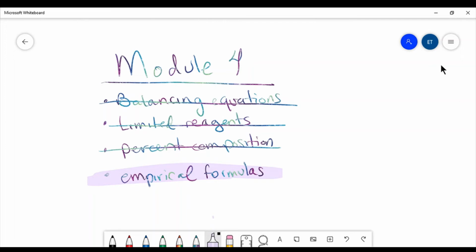In this last section, we are going to talk about empirical formulas, and we will also talk about molecular formulas and discuss the difference for each. We will also work out a few problems.